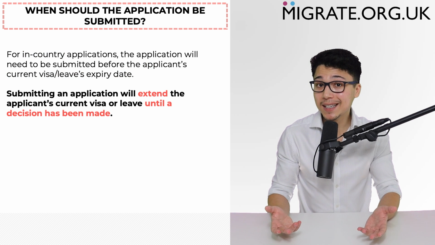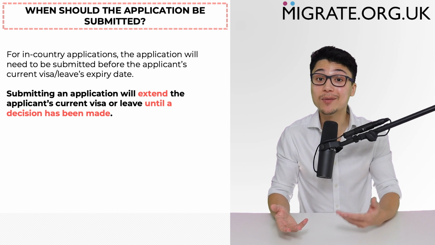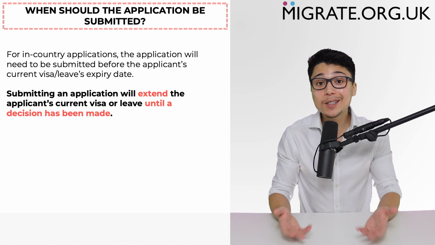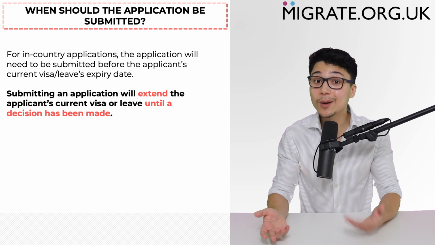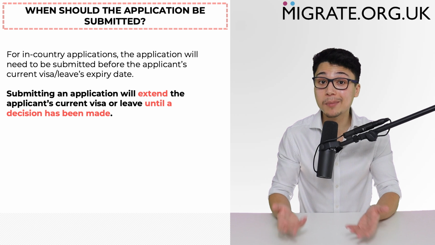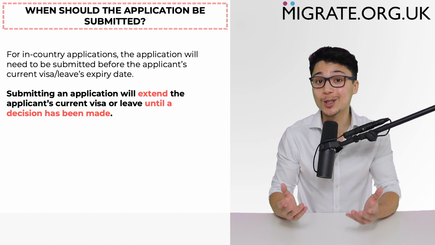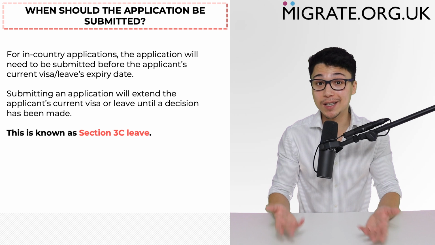For in-country applications, the application will need to be submitted before the applicant's current visa or leave's expiry date. The effect of submitting an application before the applicant's visa or leave's expiry date will be to extend the applicant's current visa or leave until a decision has been made on the partner visa application that was submitted. This is known as Section 3C leave.